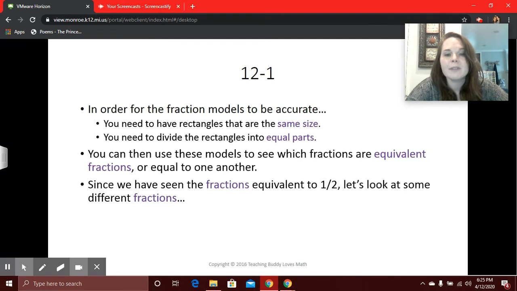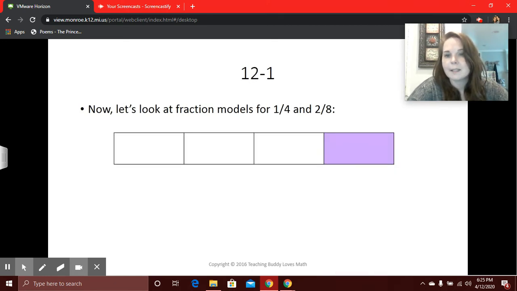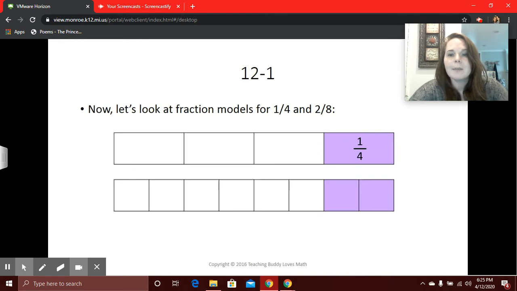Since we have seen the fractions equivalent to 1/2, let's look at some different fractions. Now let's look at a fraction model for 1/4 and 2/8 and see what we notice. So that very first one is broken into 4ths and one part of it is shaded in. Here's my second model, and it is broken into 8 equal parts, and 2 of those parts are shaded in.